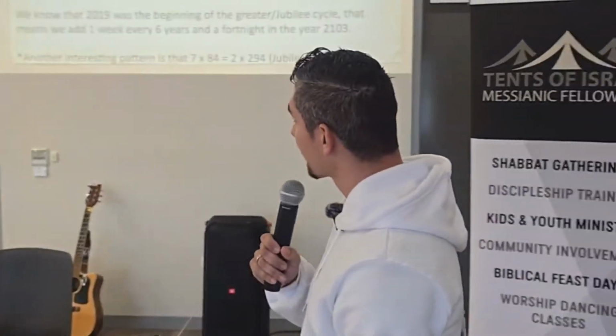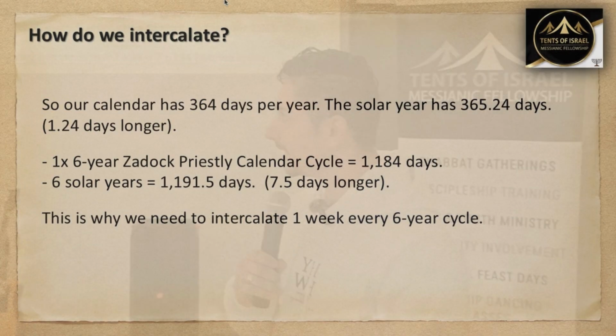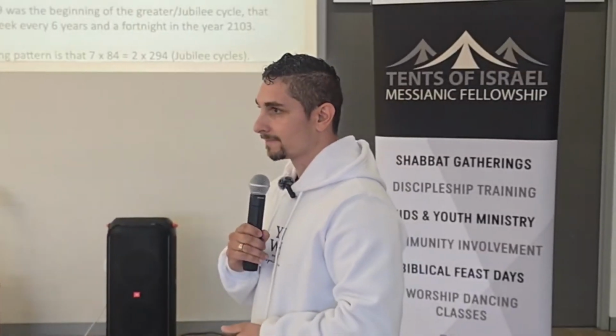Does someone see a problem with that? The fact that we still have a half-day discrepancy. Every 6 years, can you see that it's 7.5 days longer? If we add 7 days, we still have that half day. So we're not exactly in line with the solar year. Now, what do we do with this discrepancy?